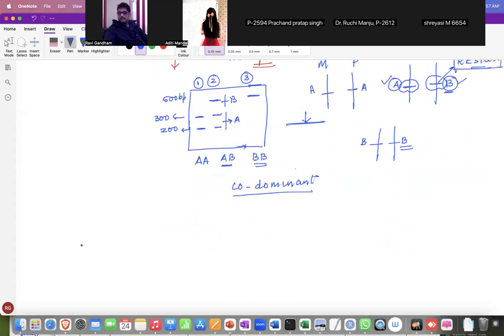Okay. Now we'll go to the second technique, that is called RAPD. What is it? The second one is called RAPD, Rapid Amplified Polymorphic DNA.